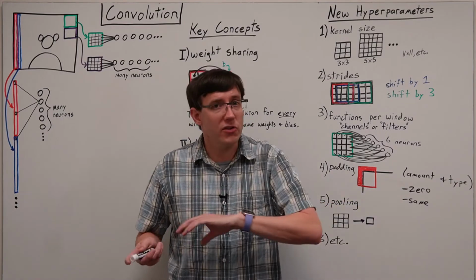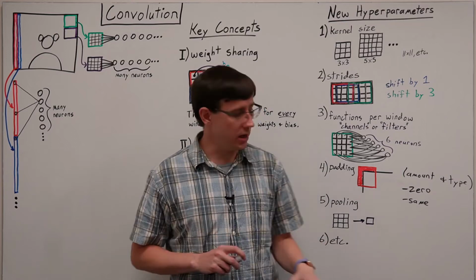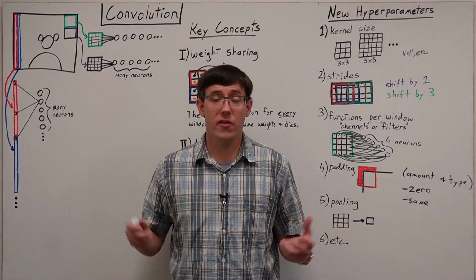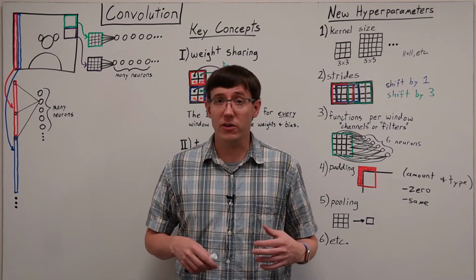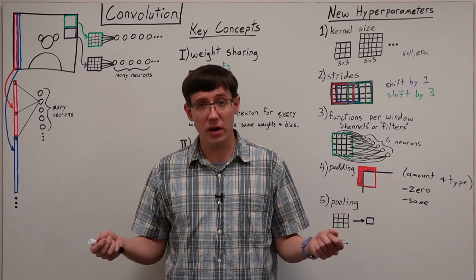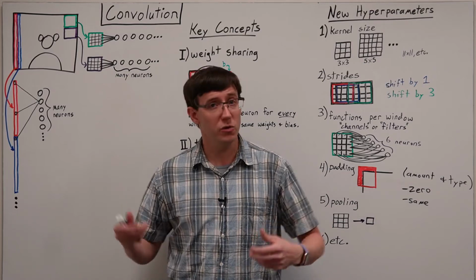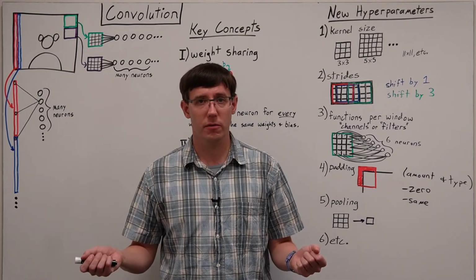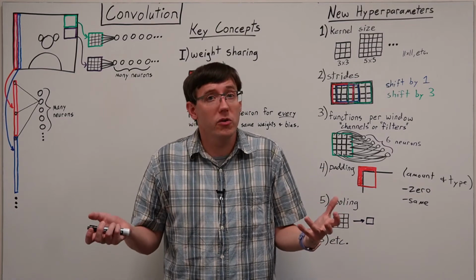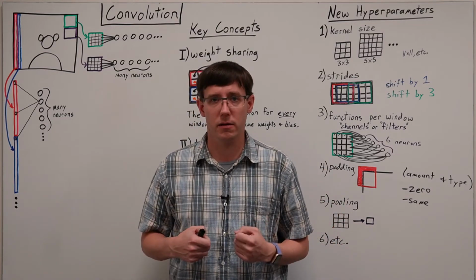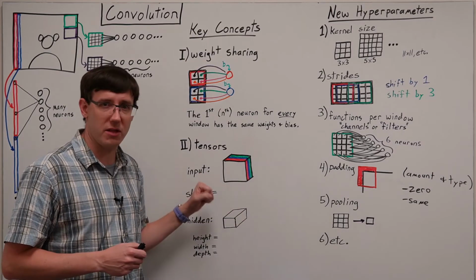Another hyperparameter that's often associated with convolution is an amount of pooling. And the purpose of pooling is to reduce the size of a layer so that we don't have an explosion in the number of parameters when we use multiple convolutional layers. So before getting into pooling, we should think about how many parameters we have in a convolutional layer, which means we need to talk about tensors.